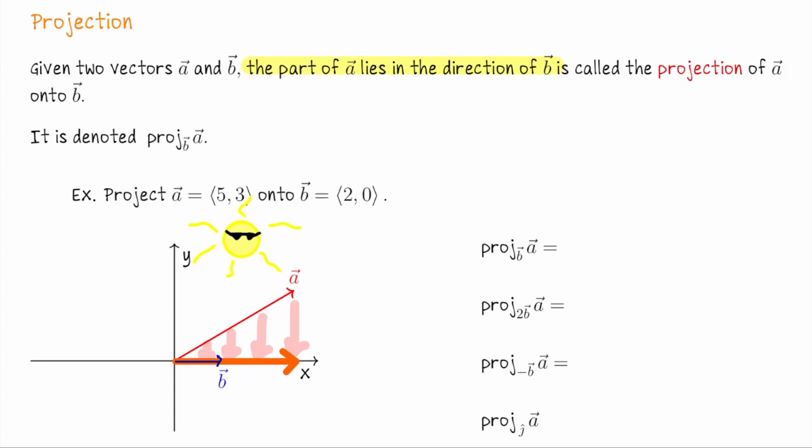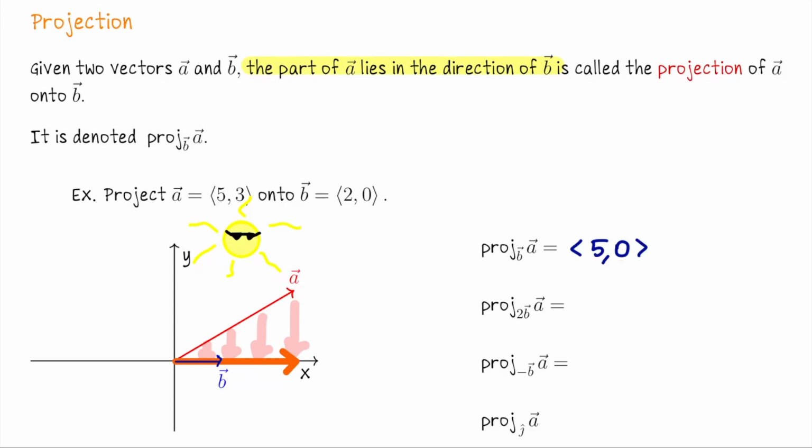Okay, for this particular example, our vector A is 5, 3, and B is 2, 0. So how would we project A onto B? Well, we would figure out how much of A lies parallel to the x-axis. And since we map this vector kind of straight down, the projection of A onto B would be 5, 0. Notice here, all I used is that B lies along the x-axis. So B gave me my flat ground to cast my shadow down onto, but I never used the fact that B was the vector 2, 0.